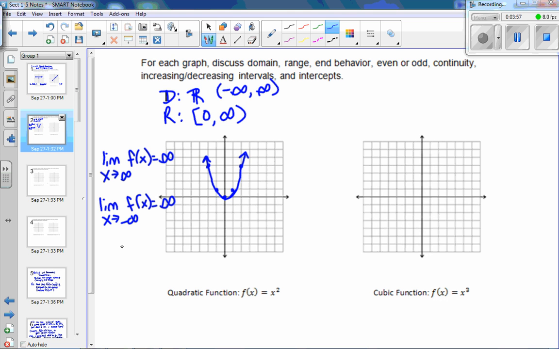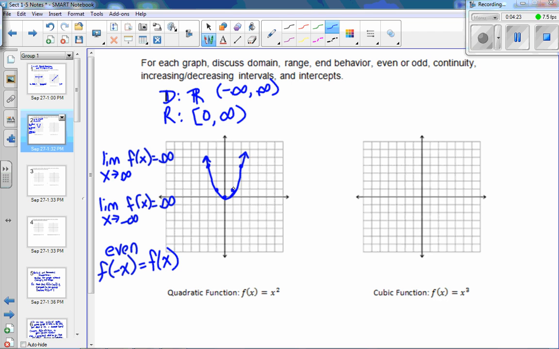Even or odd. This function is even. We can tell that because it is symmetrical to the y-axis. And remember we had a way to show this as well, and I'm not going to take the time to show it right now, but remember to show an even function, we would substitute in f of negative x and show that we get f of x. And that's how you can show it's an even function. But it is symmetrical to the y-axis, so we know that it's even.